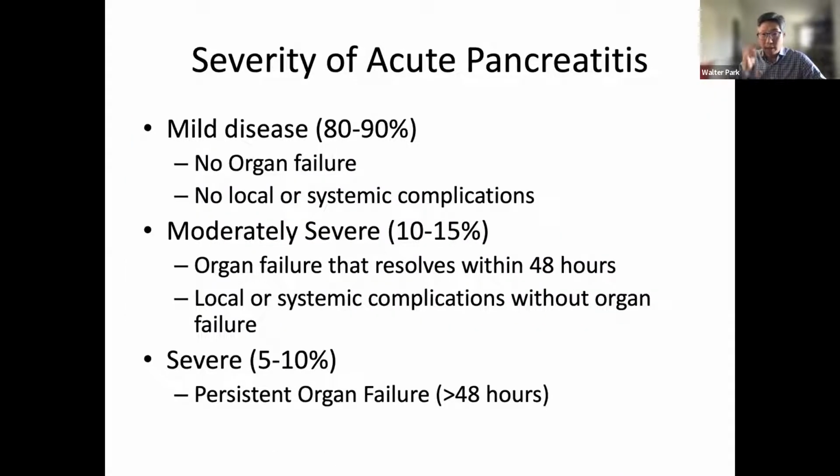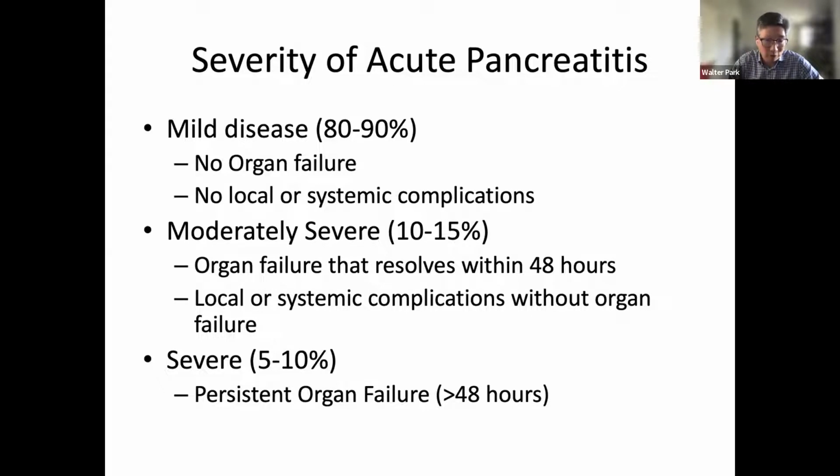Once you've confirmed the diagnosis and have a sense of what you might think is the cause of the patient's acute pancreatitis, while the patient is in the emergency room or hospitalized, you may want to then determine the severity of acute pancreatitis. Mild disease is defined as no evidence of organ failure or local systemic complications, which is the most prevalent form of acute pancreatitis in severity, representing 80 to 90%.